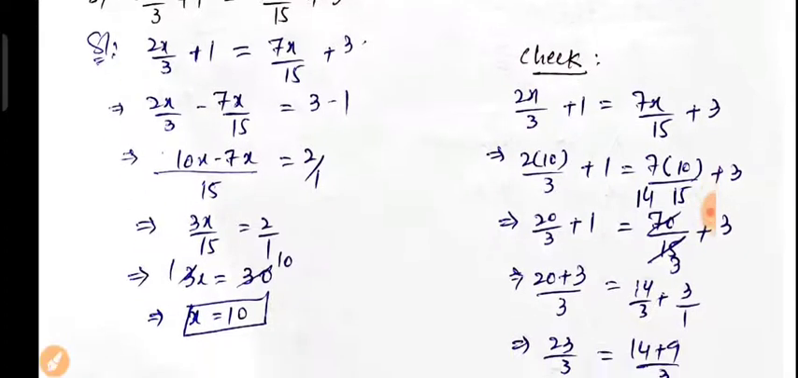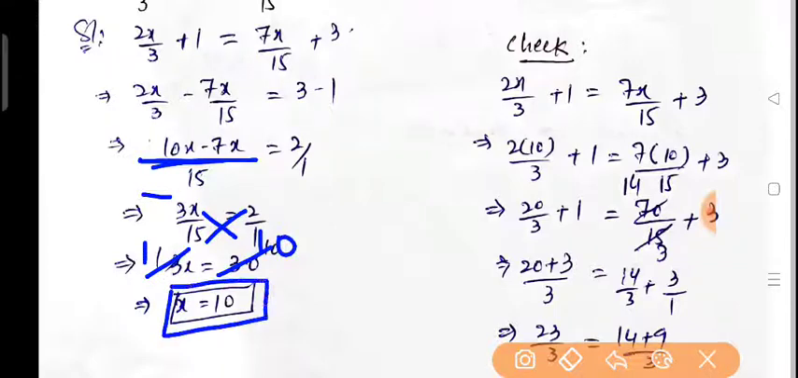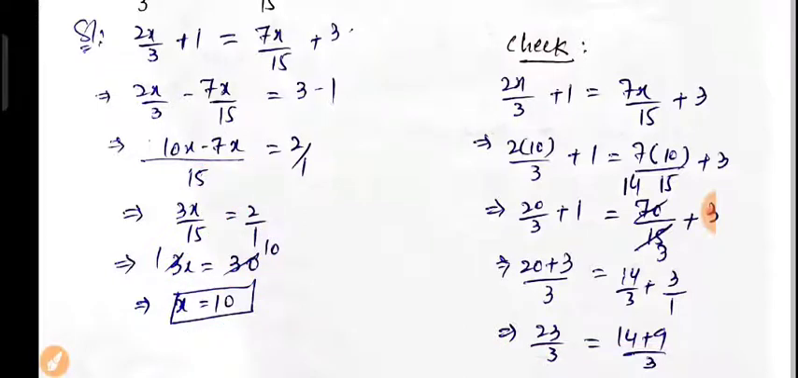Then moving on to the next step, we arrive at 10x minus 7x is 3x. 3x by 15 is equal to 2 by 1. Then again we do the cross multiplication, 3x into 1 is 3x, 15 into 2 is 30. Then we cancel the common factors, 3 1s are 3, 3 10s are 30. Ultimately we arrive at our solution, that is x equal to 10.